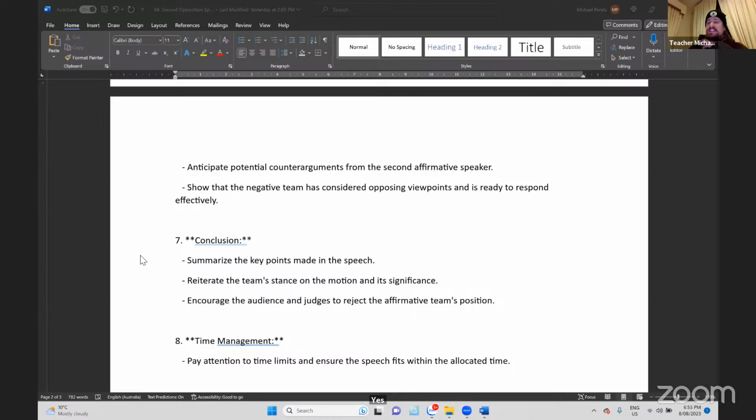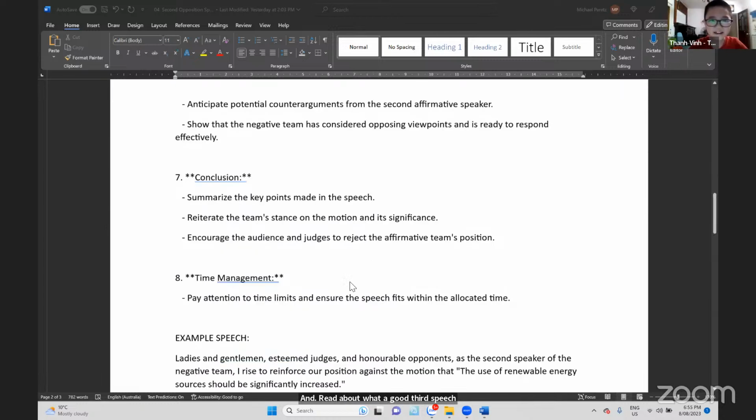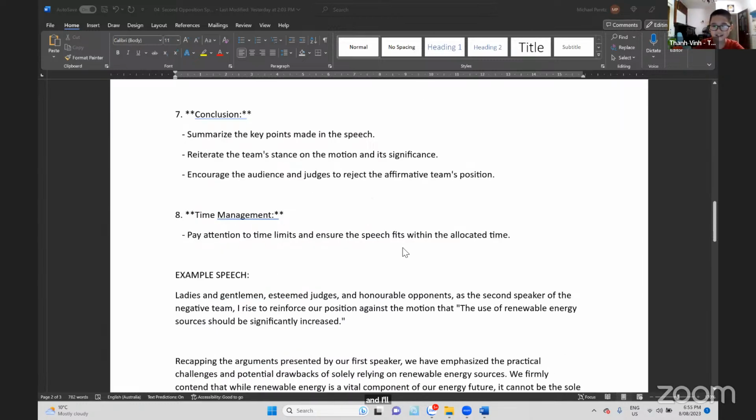So we'll finish off with this speech, and then I'll post the other 2 documents in your Zalo group, and then you guys will just read them and read about what a good third speech should sound like. The third speech is a proposition and opposition both. So you'll read about how to sum up both teams' cases.